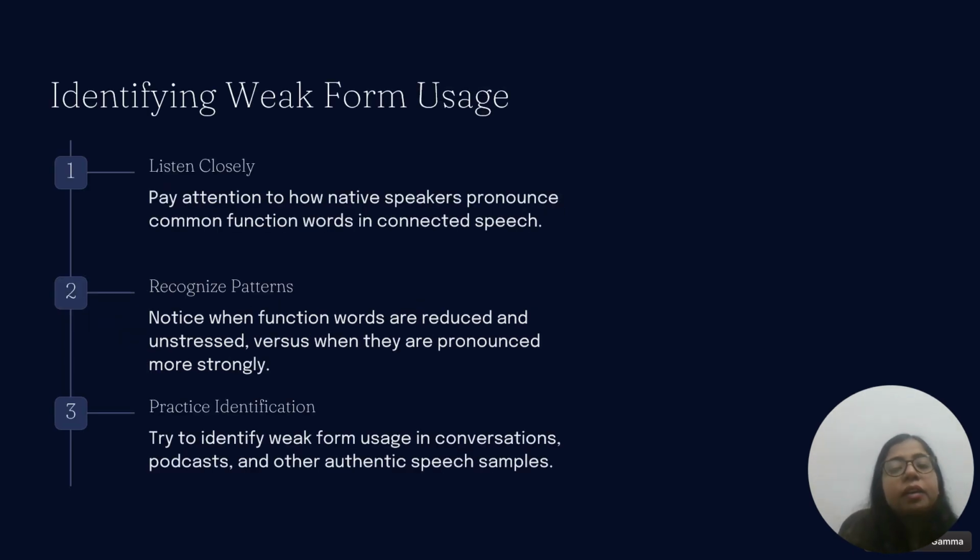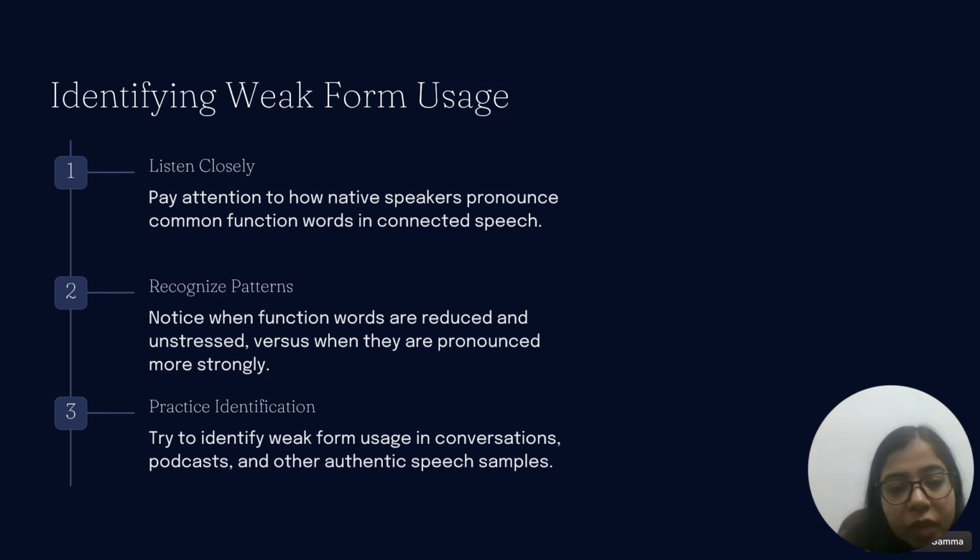Next is identifying weak form usage. Okay, so how to identify weak form? First is to listen closely. Pay attention to how native speakers pronounce common function words in connected speech. So like I was talking about the American accent, if you listen to an American person, you will know exactly where he is making the pronouns and articles weak and where he is giving them importance.